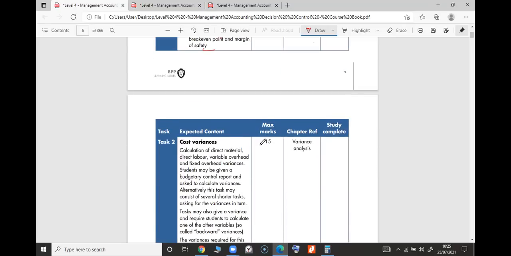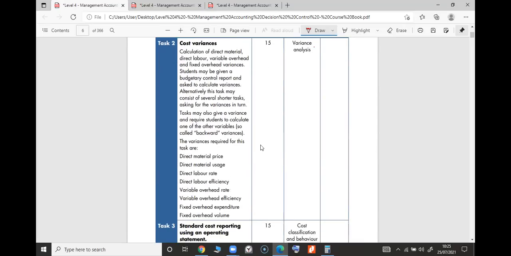Task number 2 is all about variance analysis: material price, usage, labor rate, efficiency, variable overhead rate and efficiency, fixed overhead expenditure, and volume. These are sub variances, and you can get a total variance as well. Shazad said easy giveaway marks. Could be, could not be, but you need to know your pros and cons. Sometimes backward system variance can be asked, incomplete records way.